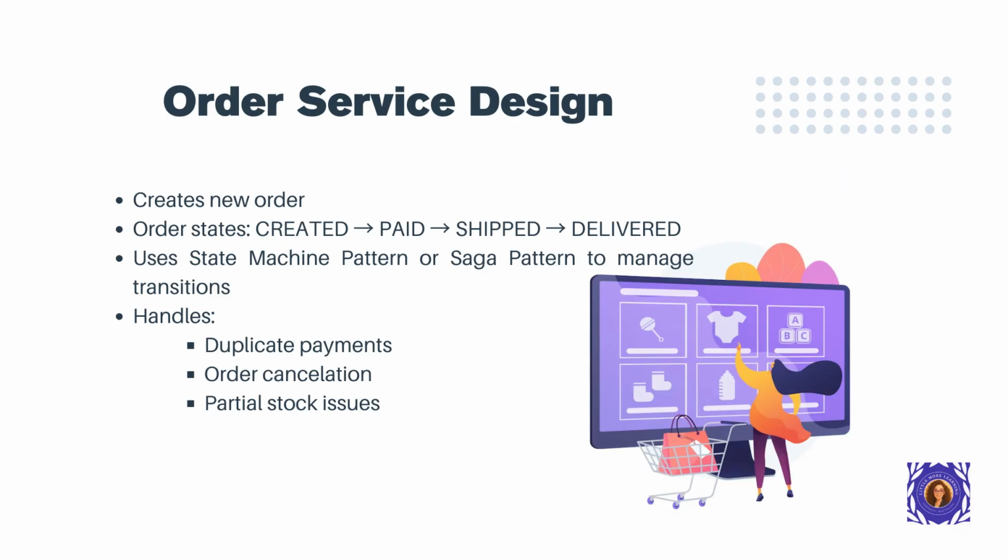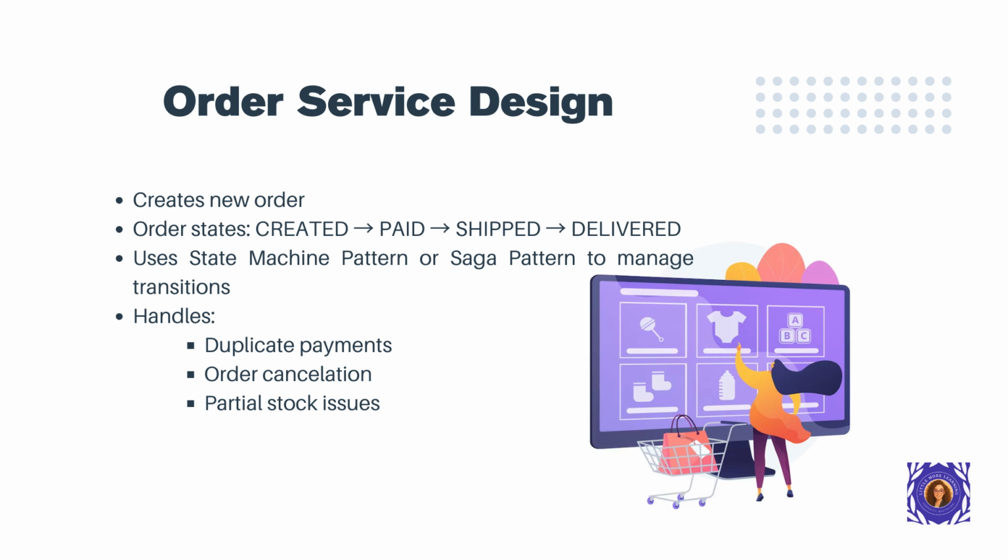The order service is the beating heart of your e-commerce platform. It's where shopping intent becomes business commitment, and the design here needs to be bulletproof. Every order goes through a clear life cycle: created when first generated, paid after successful payment, shipped when it leaves the warehouse, and delivered when it reaches the customer. But the real complexity is in managing these state transitions reliably. This is where patterns like state machine or saga pattern become invaluable. They ensure orders can only transition through valid states and handle rollbacks when things go wrong.